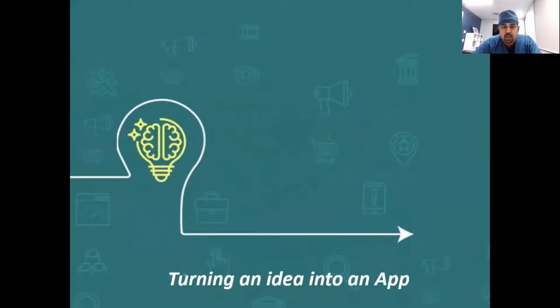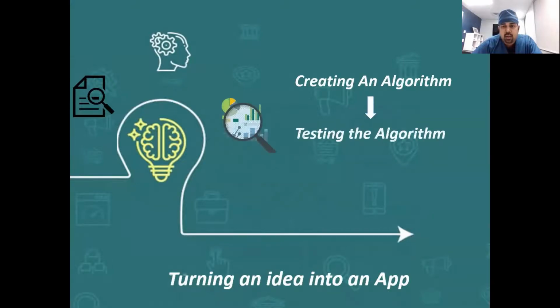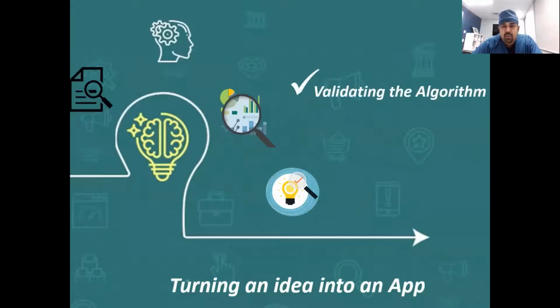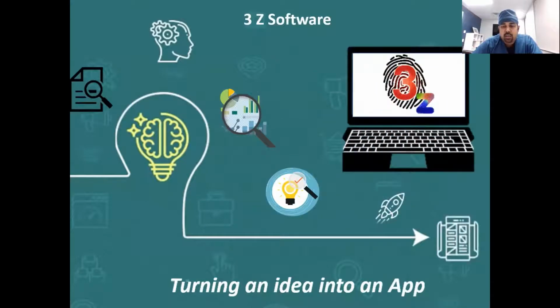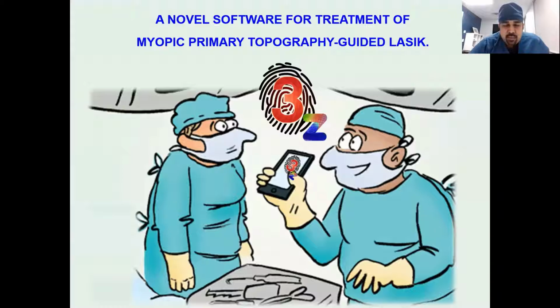When you look at the 3Z nomogram, what we basically did was take retrospective data of treating a lot of patients like this, along with their outcomes, and create an algorithm, including AI, and we tested the algorithm. Additionally, when we validated the algorithm, we turned it into an app called the 3Z app. This is a novel software for treatment of myopic LASIK in primary topo guided patients. So you can use it for normal eyes and also for irregular corneas.